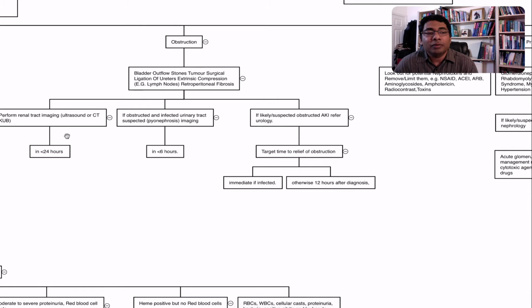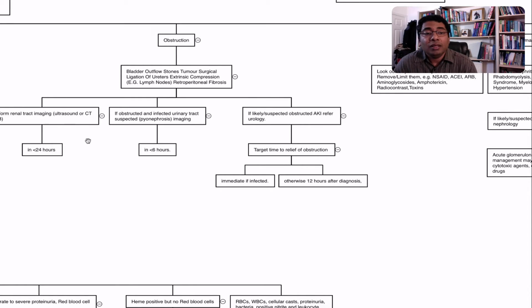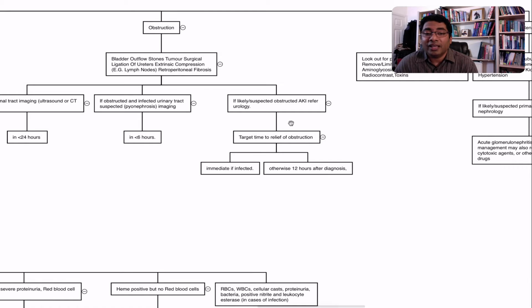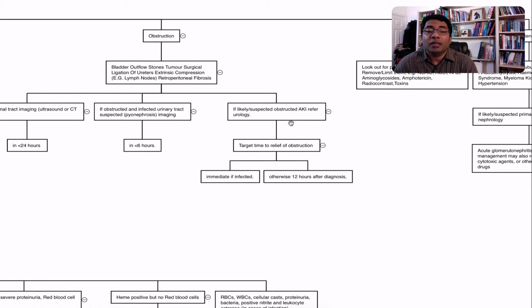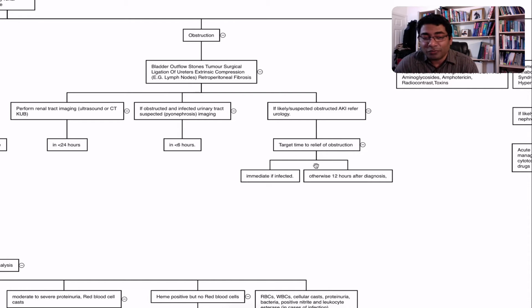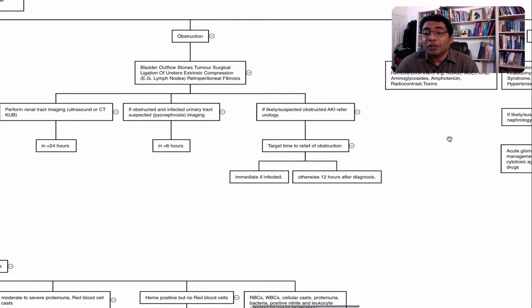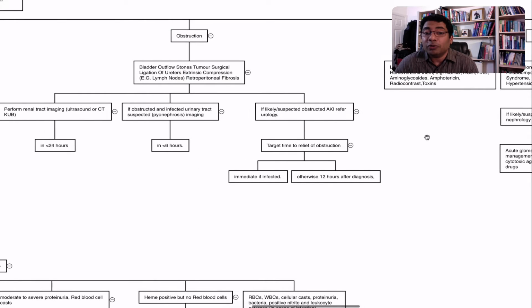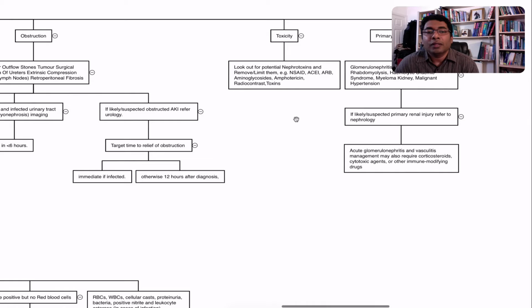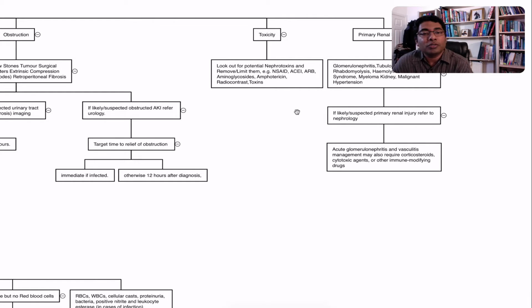It's good to perform renal tract imaging, ultrasound or CT/KUB, in less than 24 hours. But if there is an obstructed and infected urinary tract, suspected pyonephrosis, you ideally image as early as possible, ideally in less than 6 hours. If obstructed AKI is likely or suspected, you should refer to urology. The target time to relief of obstruction is immediate if infected, otherwise 12 hours after diagnosis. So if somebody's infected, you had better image very fast and refer very fast to the urology team, or within 24 hours.